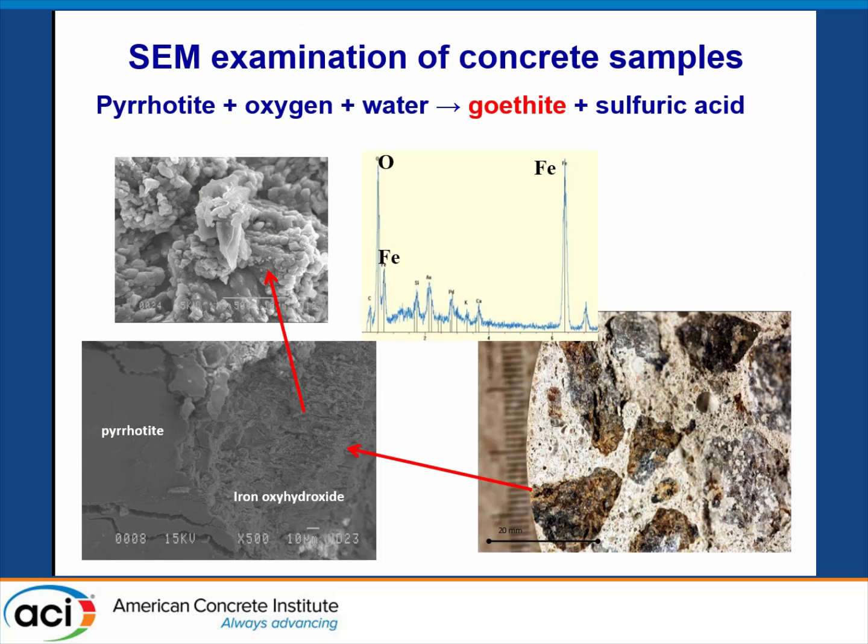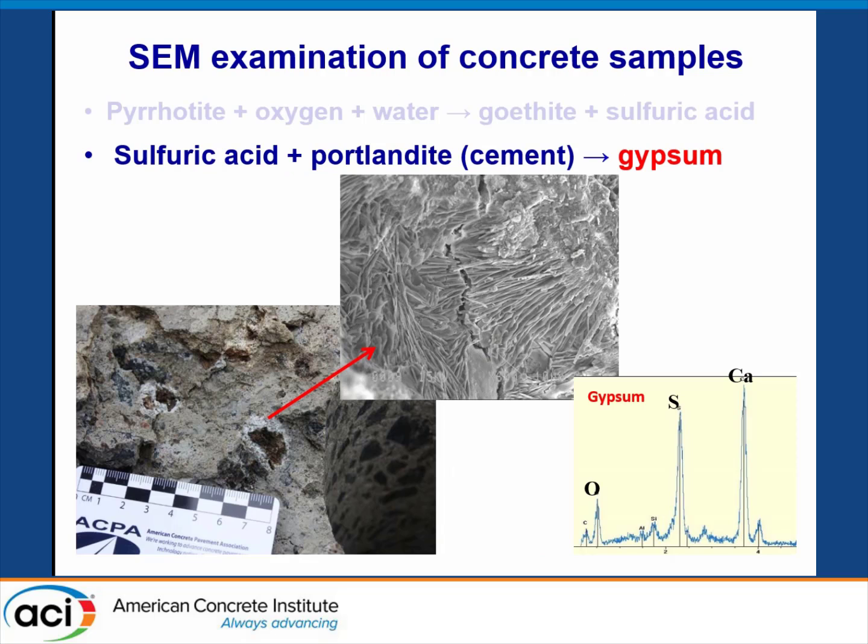We can see that the pyrite, in presence of oxygen and water, oxidizes, giving goethite, which is an iron oxyhydroxide, and this reaction produces sulfuric acid. And then you will have an internal sulfate attack. The sulfuric acid in presence of portlandite will produce gypsum, and we can see gypsum in the secondary mineral phases. Gypsum is calcium sulfate.